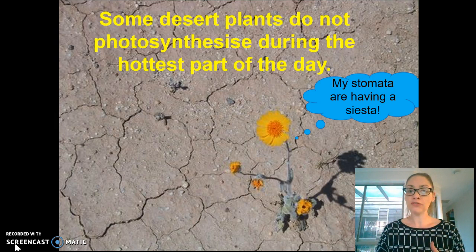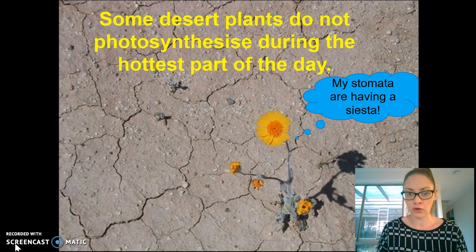Some desert plants do not photosynthesize during the hottest part of the day. They'll lose too much water, so they keep their stomata closed. If my stomata are closed, I can't actually have gas exchange happening. Without gas exchange, I don't have the carbon dioxide for photosynthesis to actually occur.